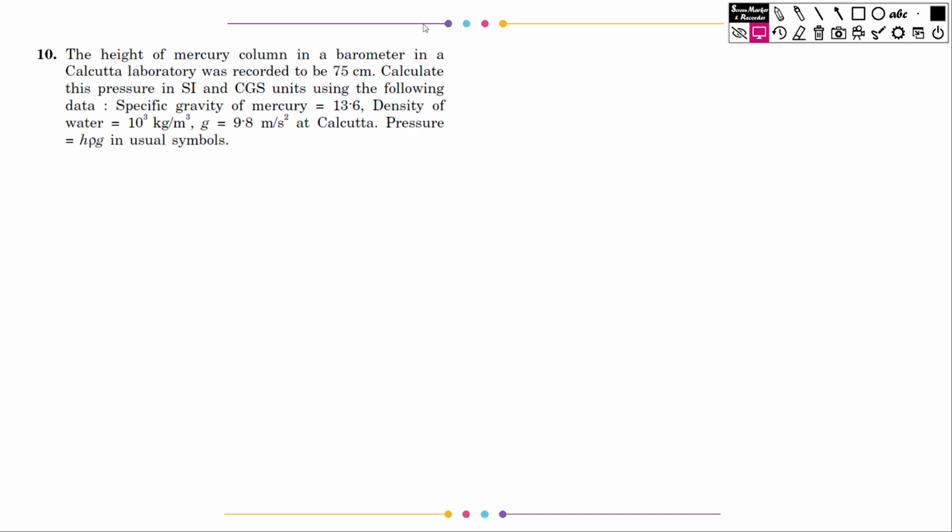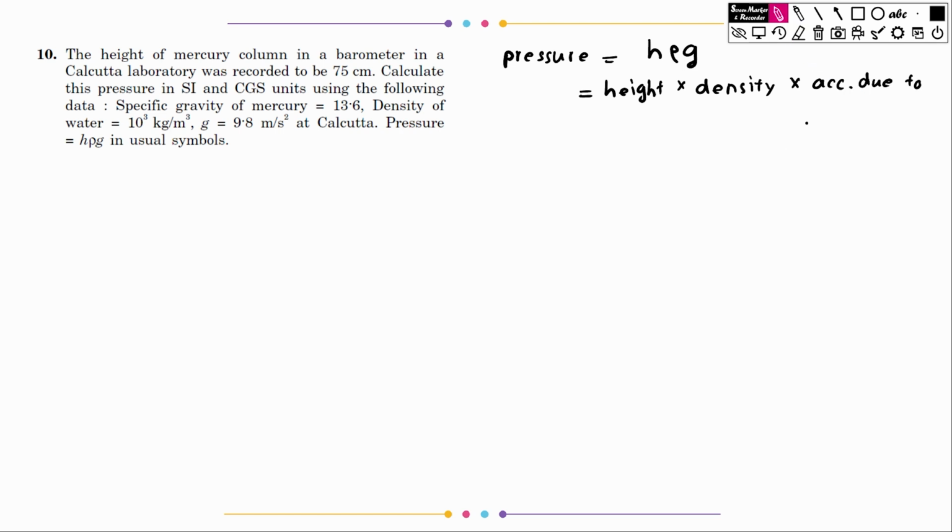Now the formula for pressure is given as H rho G, where H is the height, rho is the density, and G is acceleration due to gravity. Now density is mass divided by volume, and acceleration due to gravity is length divided by time square. Now one by one we'll write the units in both the systems.